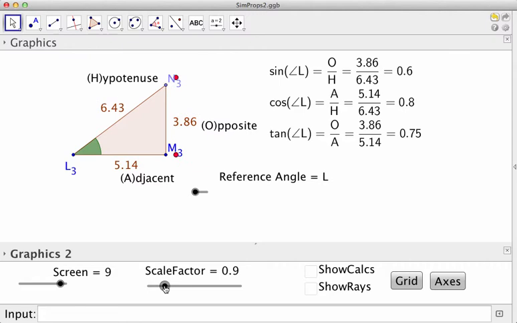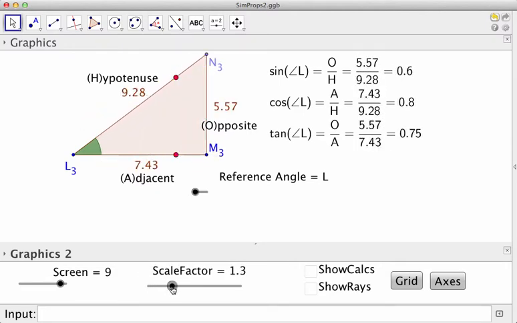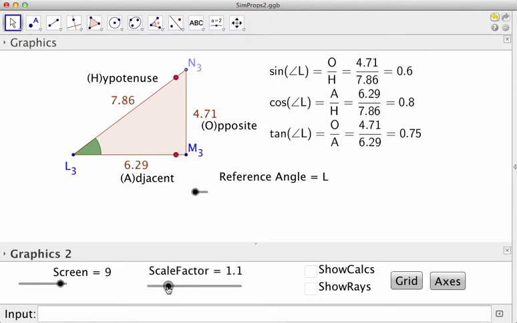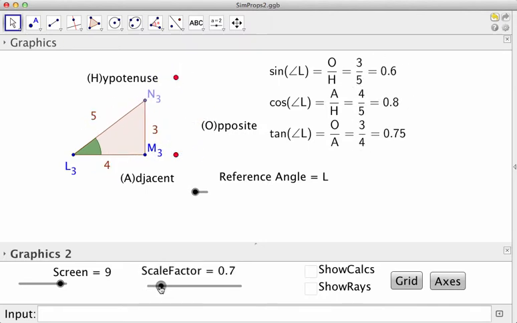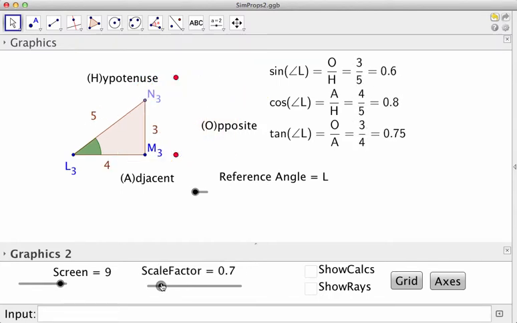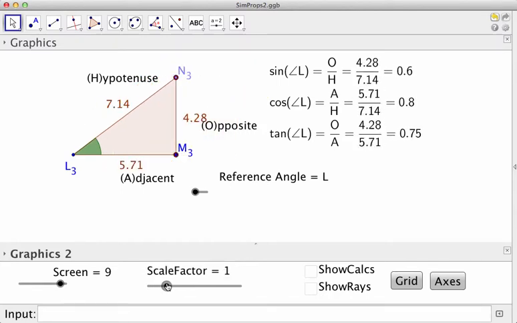Notice that as the scale factor changes, we're not changing the angle measures, so we're not changing these ratios. The sine of angle L, the cosine of angle L, and the tangent of angle L remain unchanged, even though the side lengths are changing, but the ratios are not changing.